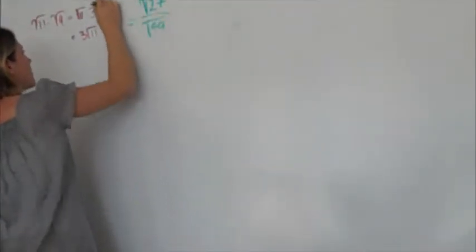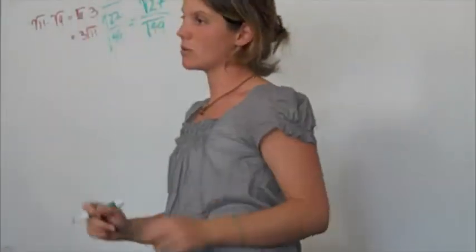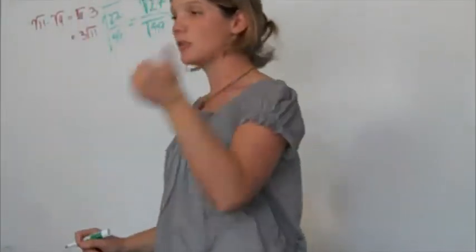That's our first step in simplifying. We're just going to break up your fractions, because you can't divide square root by square root. That's okay. So next thing I want to do is look for perfect squares.